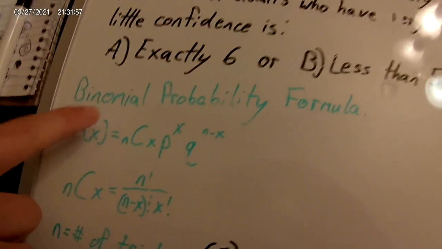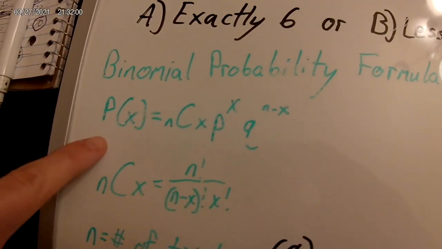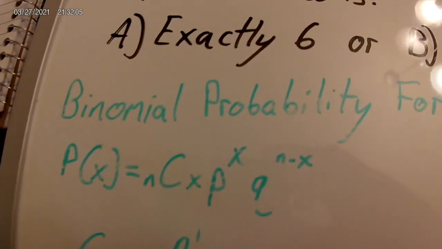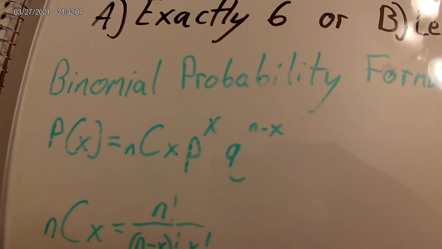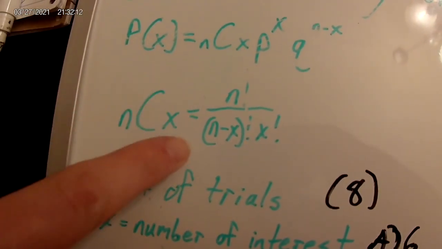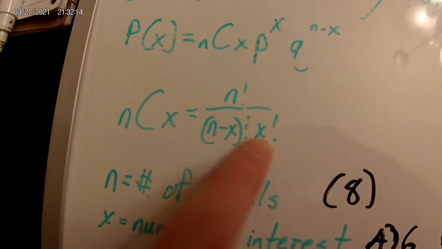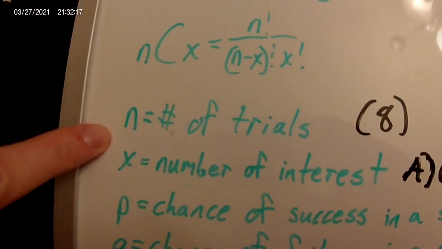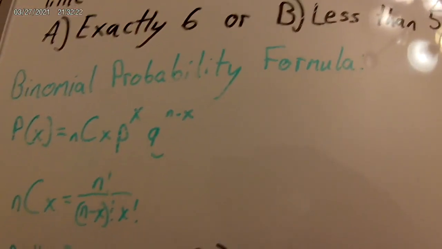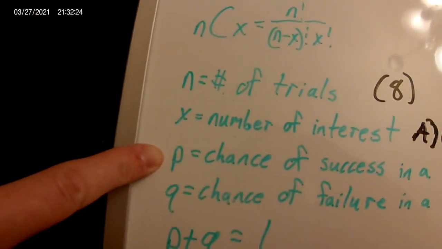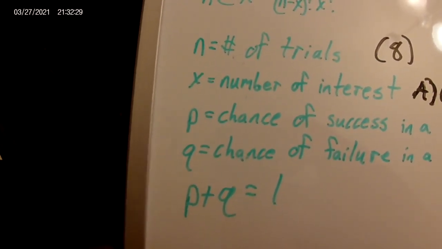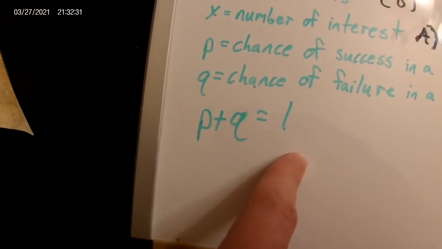For this we use the binomial probability formula, which is the probability of x equals nCx times p to the x, q to the n minus x. To find nCx, it's n factorial over n minus x factorial times x factorial. N is the number of trials, x is the number of interest, so that's the 6 or the less than 5. P is the chance of success in a single trial, and Q is the chance of failure in a single trial, so P plus Q always equals 1.